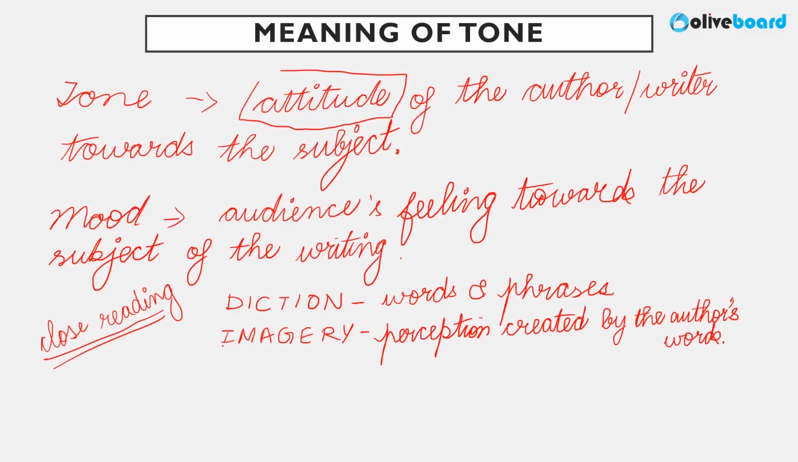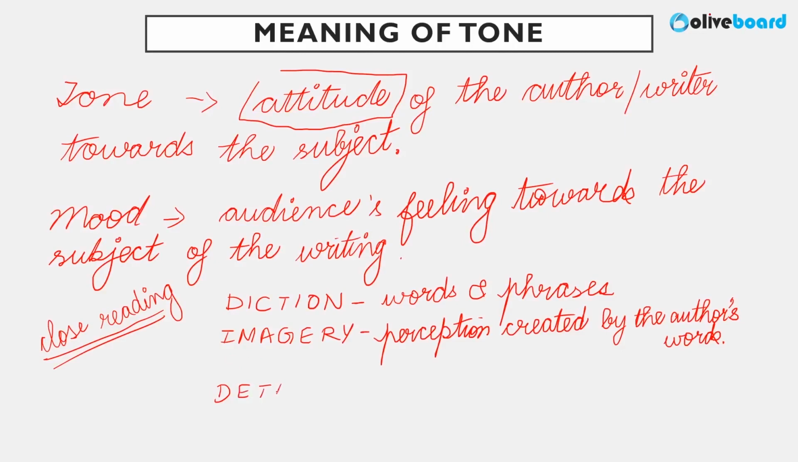Perception is created by the author's words, like how an author wants to show you the subject. The author may feel negative about it and will display or mention all the negative qualities about the subject. So that is the perception the writer creates. The third thing will be details.